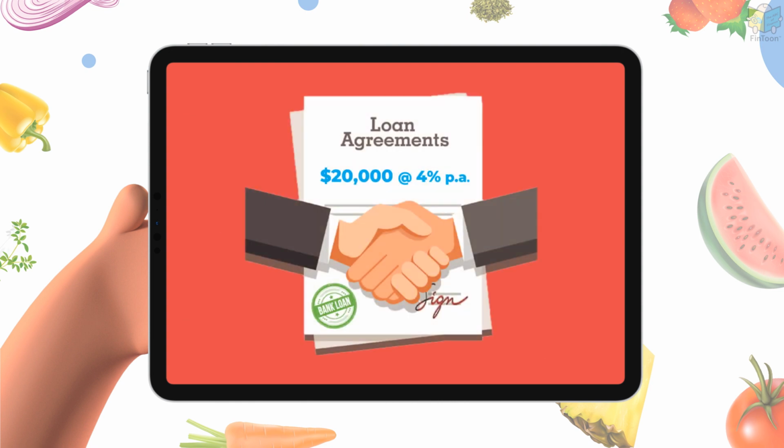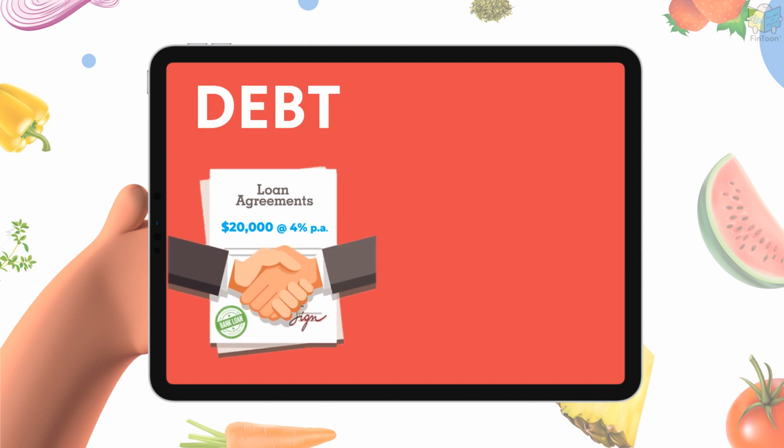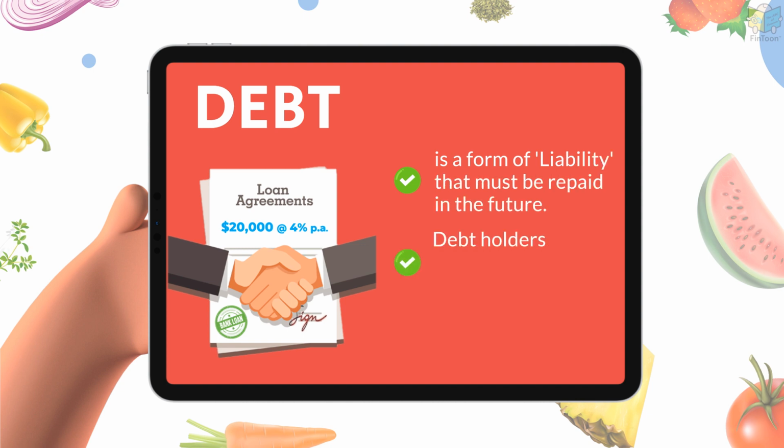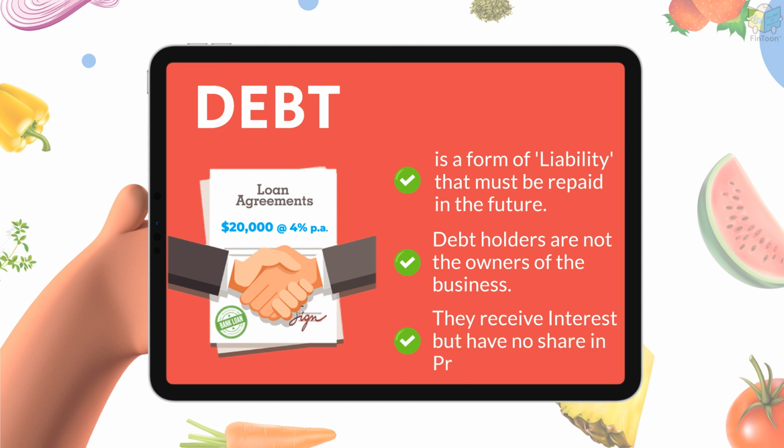The $20,000 borrowed from the bank is called debt. Debt is a liability that must be repaid in the future. People giving debt to the business are not the owners of the business. They receive interest on the amount lent, but they have no share in the profits.